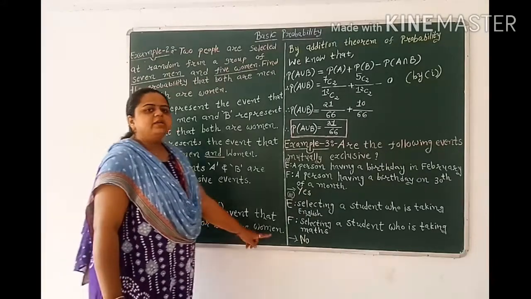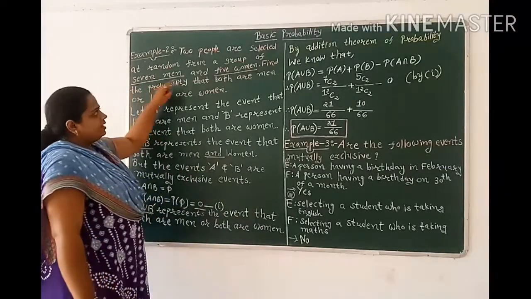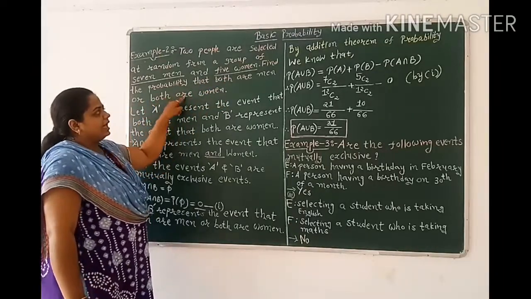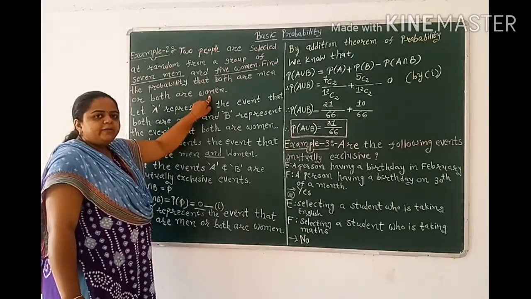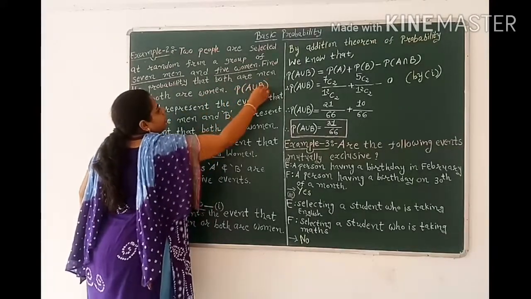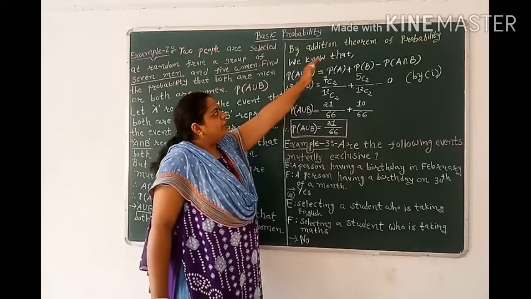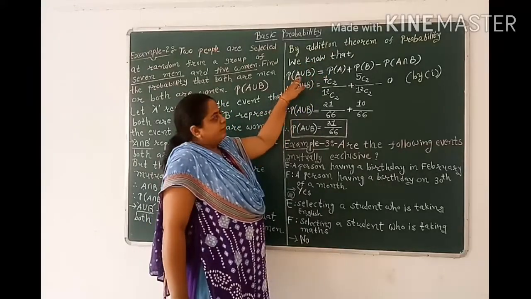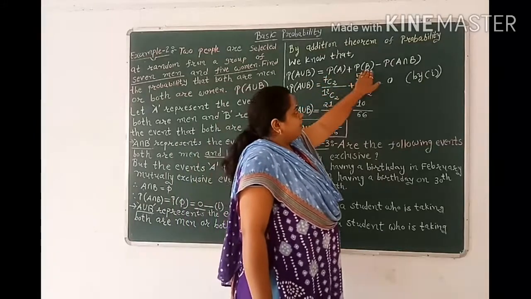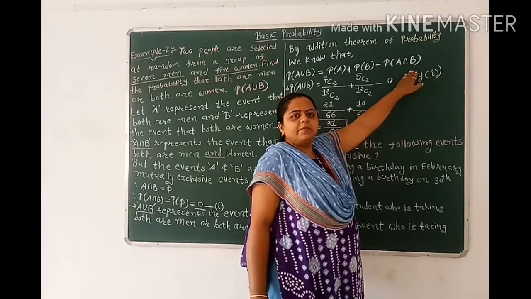or both are women. Here we have to find the probability that both are men or both are women. So we have to find probability of A union B, and by the addition theorem of probability, we know that probability of A union B equals probability of A plus probability of B minus probability of A intersection B.